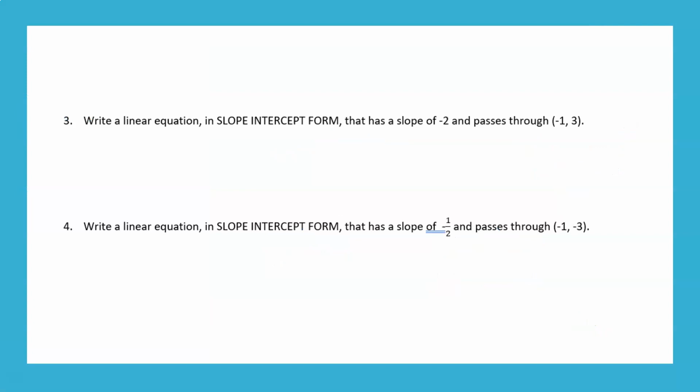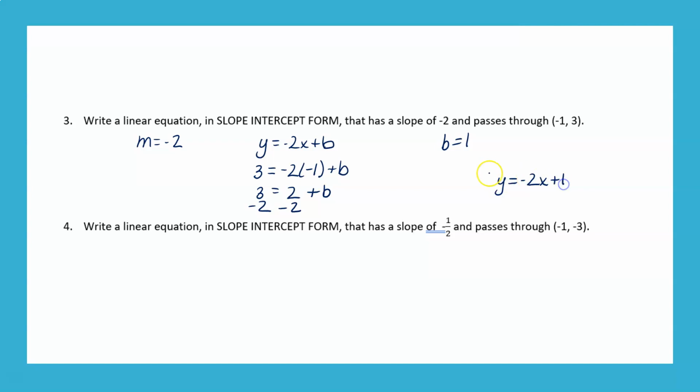Number 3, write a linear equation in slope-intercept form that has a slope of -2 and passes through -1, 3. So we have the slope. So let's plug it in. Now we need to use the coordinates to find our b. So I'm going to plug in 3 for y and -1 for x and solve for b. So I'm going to subtract 2 from each side. So my b is 1 and my equation is y equals -2x plus 1. There's my answer.